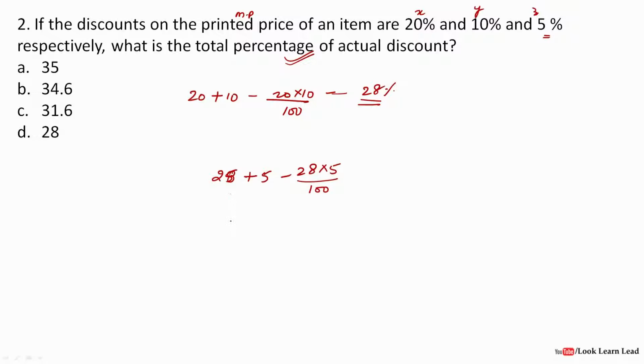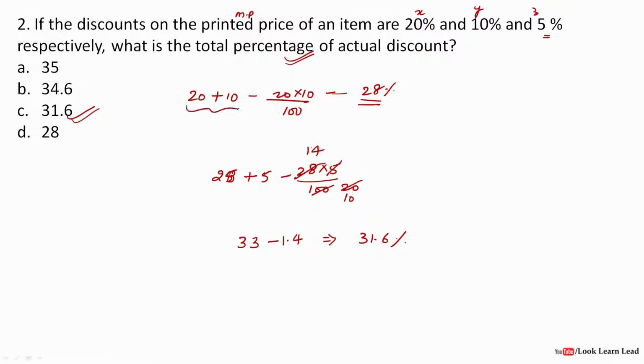Okay, so 28 plus 5 is 33. So we can cancel it out by 5 table only. 5 ones are 5, 5 twos are 10, 5 fours are 20, so it is 1.4. 33 minus 1.4 would be equal to 31.6%. So it is in the option. 31.6 is the answer.